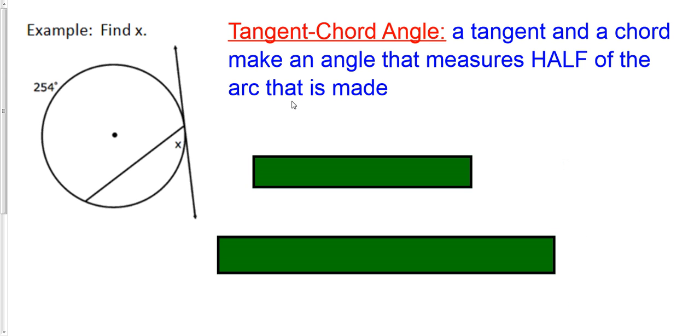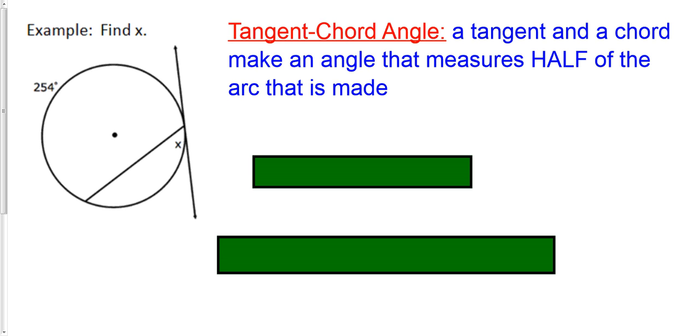Moving on here, in this one, we're actually looking at what's called the tangent chord angle. I don't think this was discussed in any of our previous lessons, so we're going to go over this really quick. A tangent and a chord will always make an angle that measures half of the arc that is made. So what does that mean?